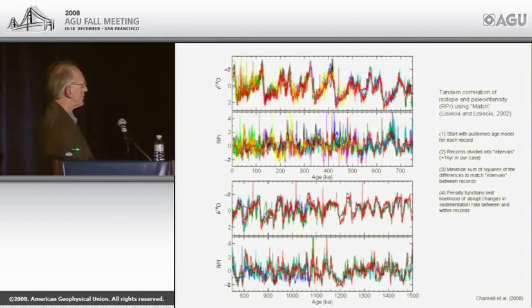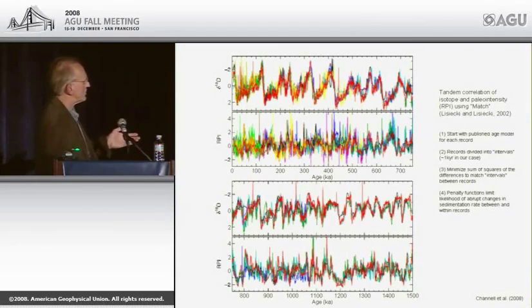You start with the published age model. The records are divided into intervals, in our case 1 kiloyear intervals, and the routine minimizes the sum of squares of the differences to match intervals between records. Penalty functions are introduced to limit the likelihood of abrupt changes in sedimentation rate between and within records.